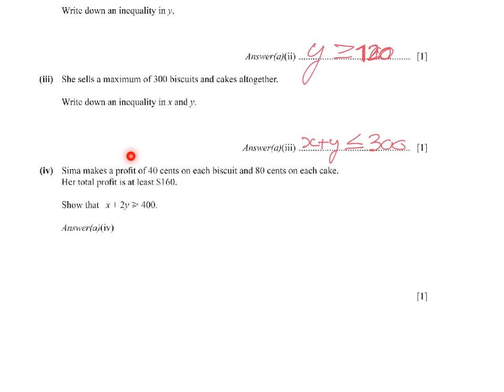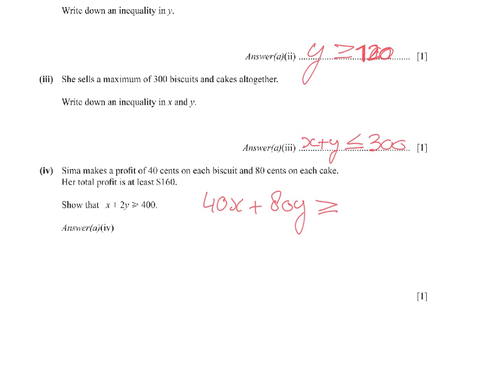And then they say Seamas makes a profit of 40 cents on a biscuit and 80 cents on each cake. Her total profit is at least $160. Now there's a show that question. Show that X plus 2Y is bigger or equal to 400. So 40 cents for a biscuit, so 40x, plus 80 cents on a cake, 80y, and she makes at least, so more or equal to $160.